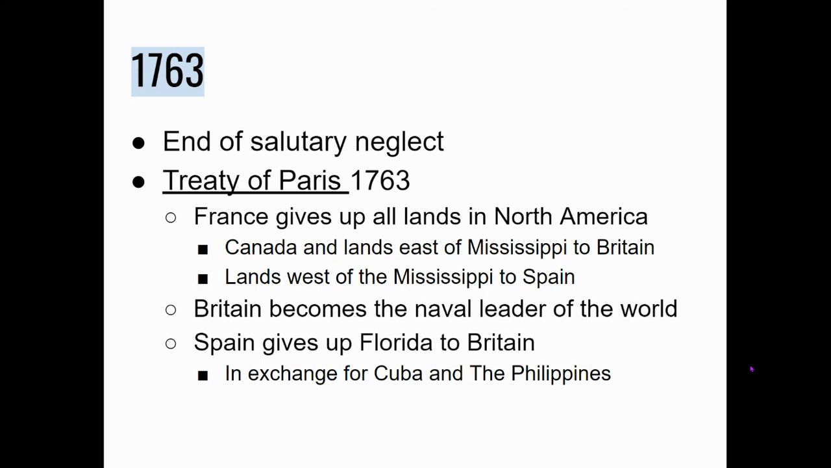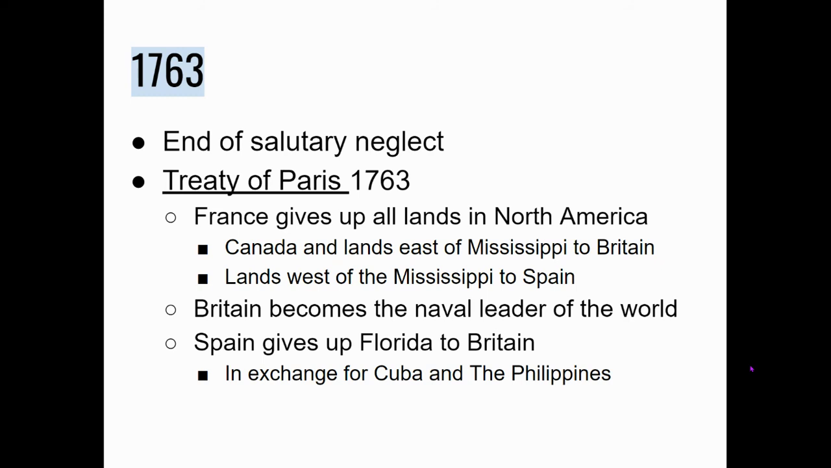But looking at the Treaty of Paris of 1763, we can see that France is going to give up all of its lands in North America. So the English will have all of Canada, the lands east of the Mississippi that were the French lands, not all the way to the Pacific Ocean, because that part is controlled by Spain. Land west of the Mississippi is going to Spain.